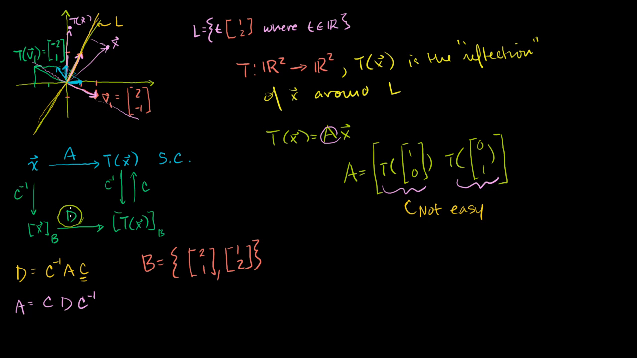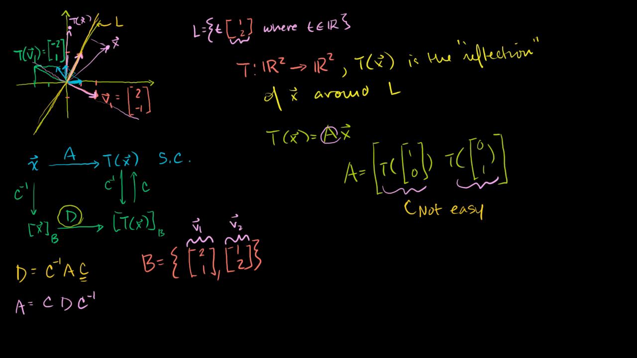So let's see if it's easier to find D. Let's just experiment a little bit. Let's label our basis vectors. Let's say that's v1. That's the same label I applied to it over here. Let's say this spanning vector right here of our line that we're reflecting around, let's call that v2. So our new coordinate system has the basis vectors v1 and v2.